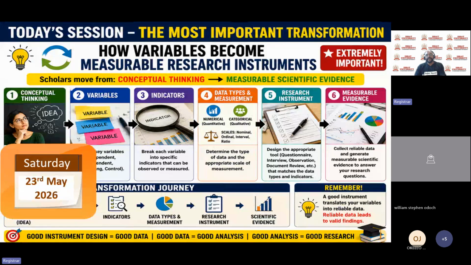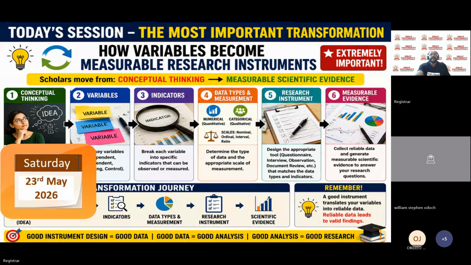So today we have seen how we convert the variables into measurable research instruments. How we can convert the variables to measurable research instruments. So that is today's topic, that is session 1. And in the session 2, we will go with a practical application.